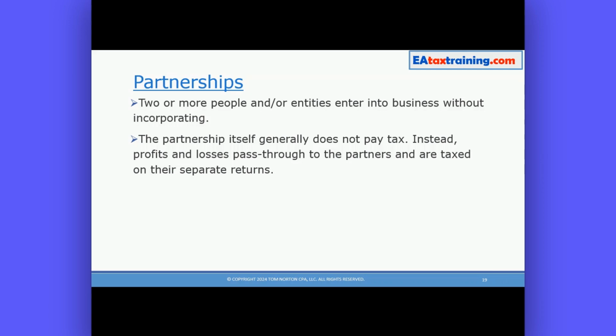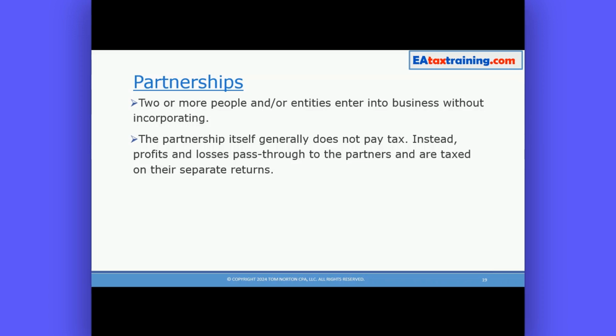The partnership itself generally does not pay tax. Instead, the profits or losses pass through to the partners and are taxed on their separate tax returns. So this is why the partnership needs their own tax return, because they are going to report the total profit or loss of the partnership, and then they have to report out on this Schedule K1 to each partner their share of those profits and losses.